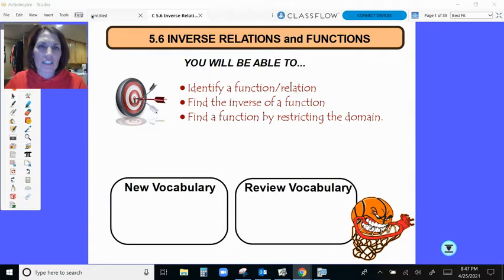In this section, we're going to talk about inverse relations and functions.